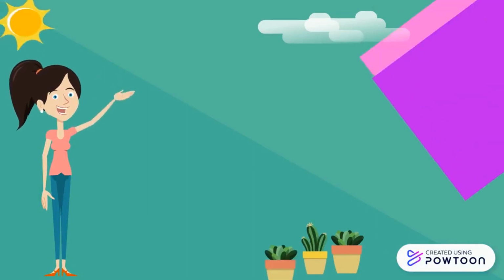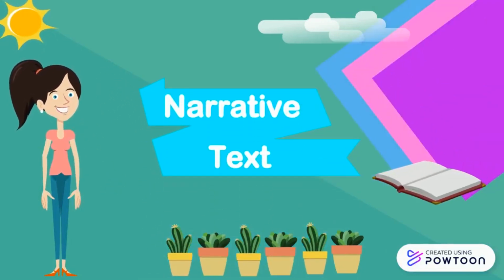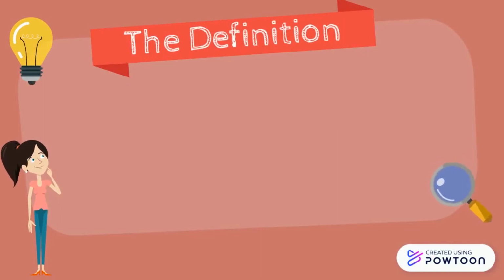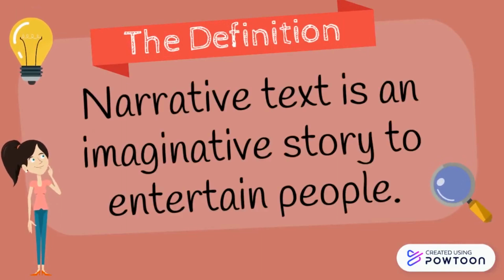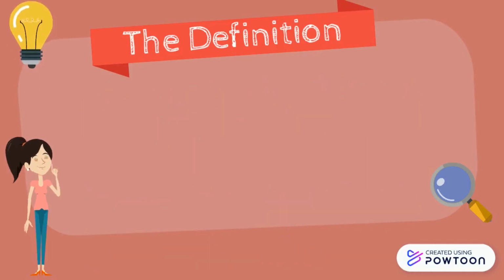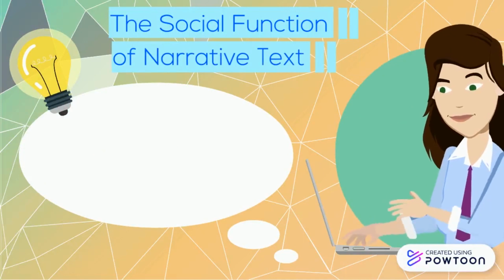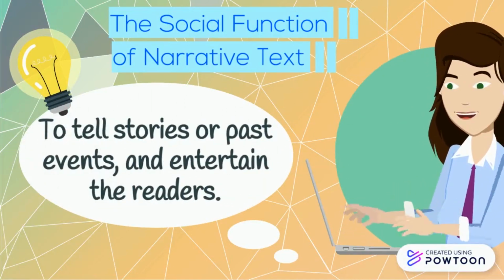Hello everyone! Alright, today let us learn about narrative text. Okay, so the definition of narrative text is an imaginative story to entertain people. The next topic is the social function. It is to tell stories or past events and entertain the readers.